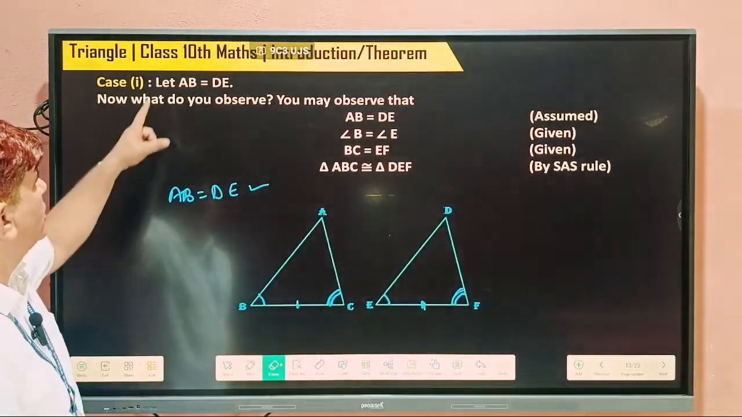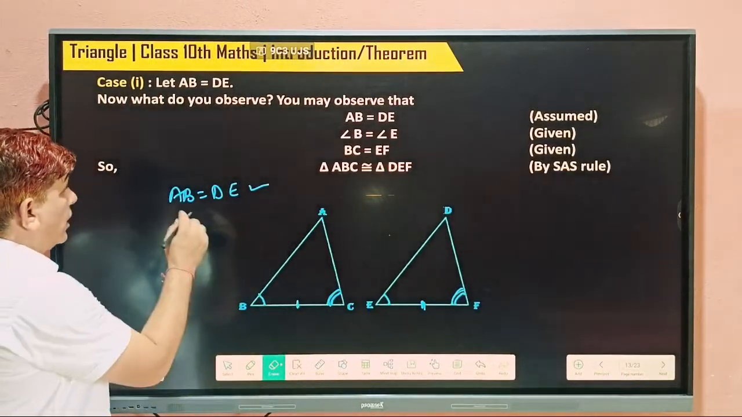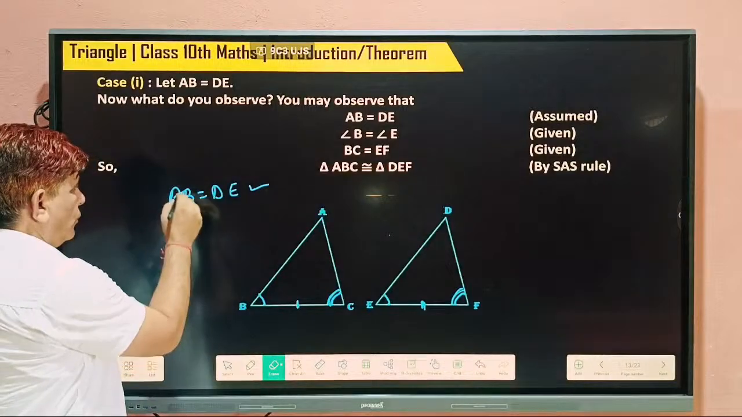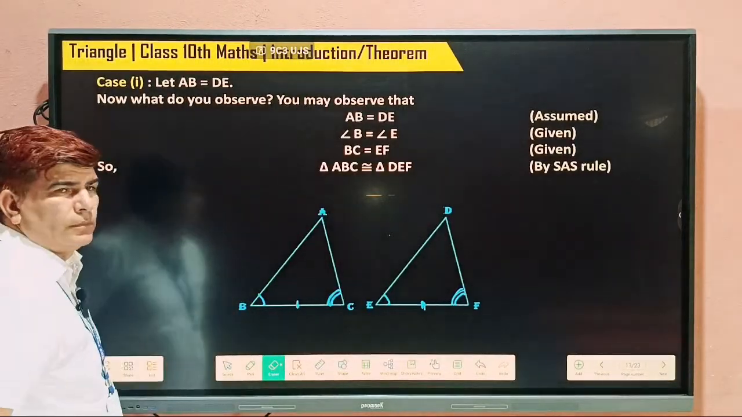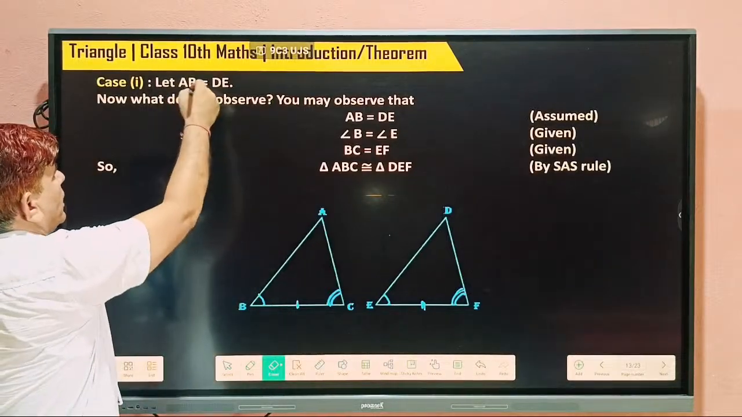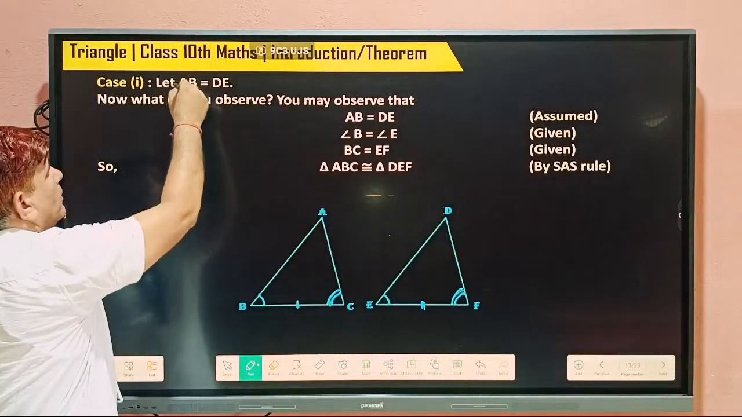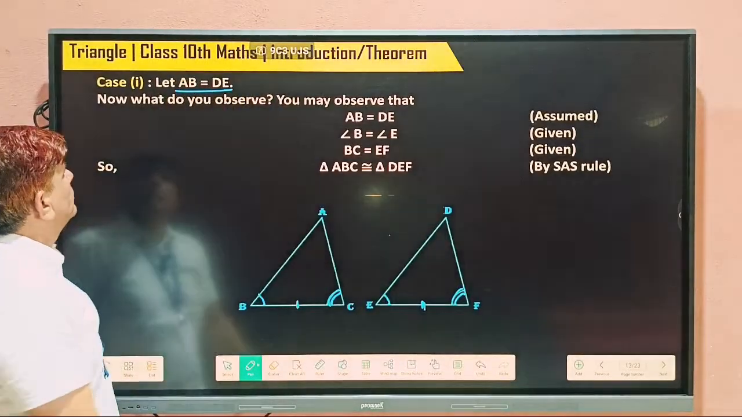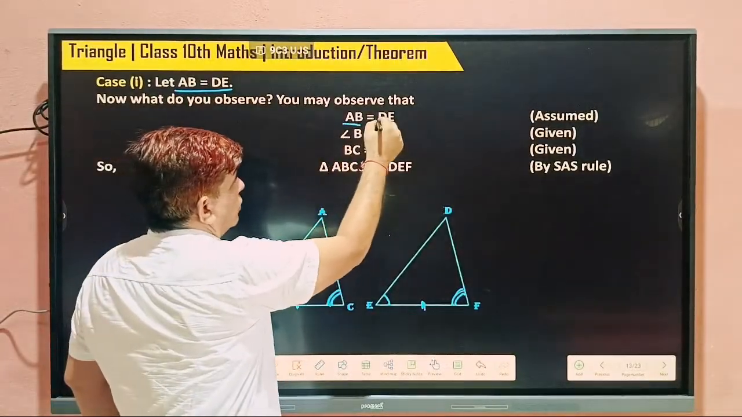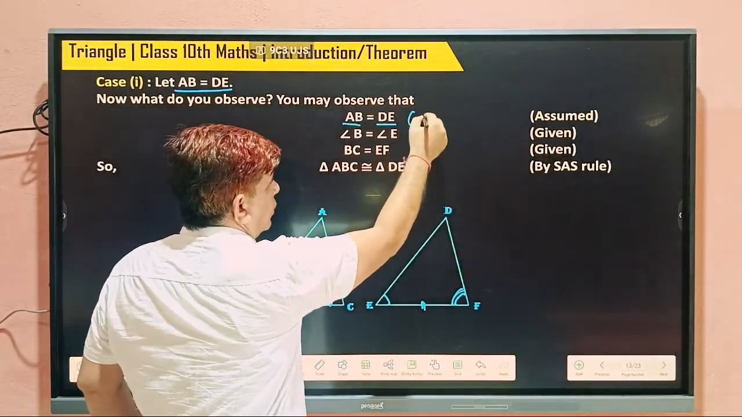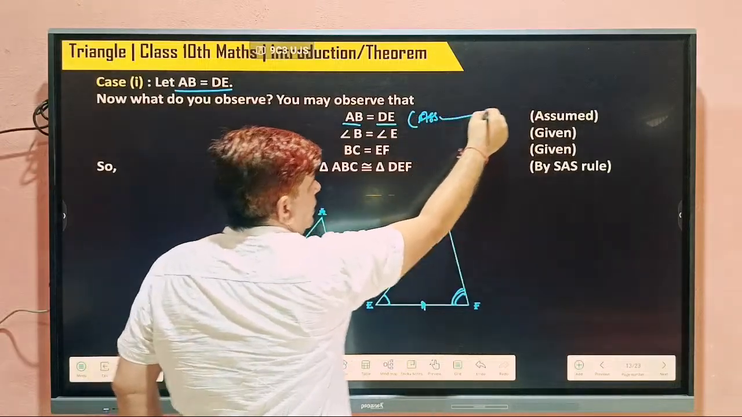So what's case number one? Case number one. So we are talking about this case number one. First case, both are equal. Both are equal. Then what you observed? This AB equal to DE according to our assumption, which is written here.